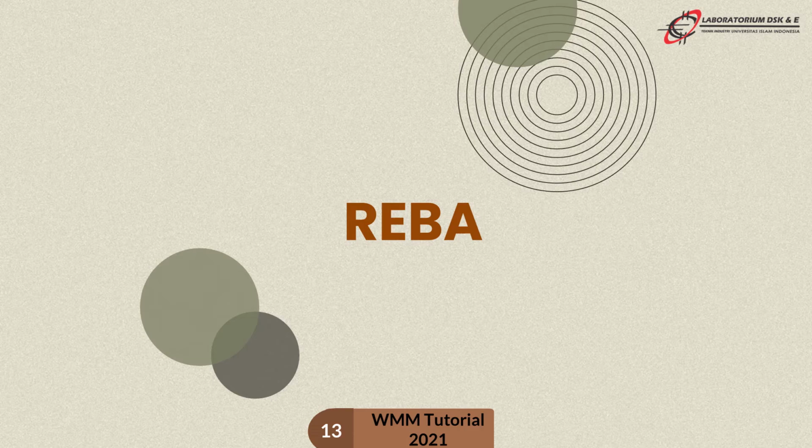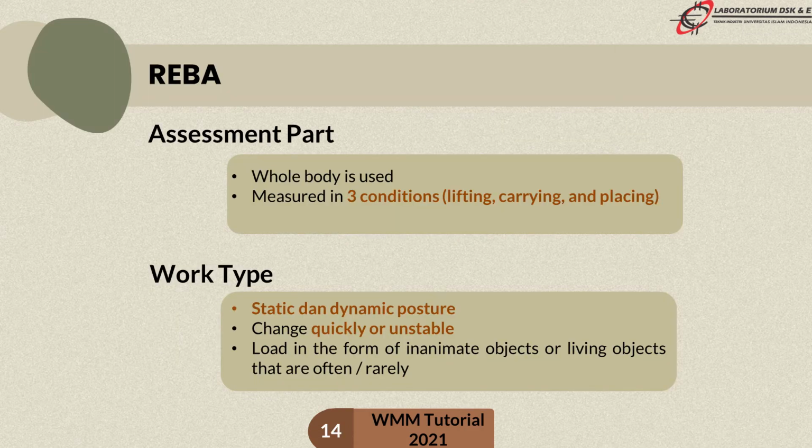The first method we will discuss is REBA. The part assessed in the REBA method is the whole body, measured in 3 conditions: lifting, carrying, and putting. Types of work assessed in REBA are static and dynamic, posture changing rapidly, and loads in the form of inanimate objects or living objects that are often moved.